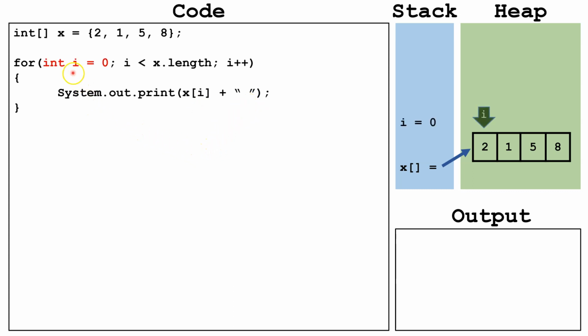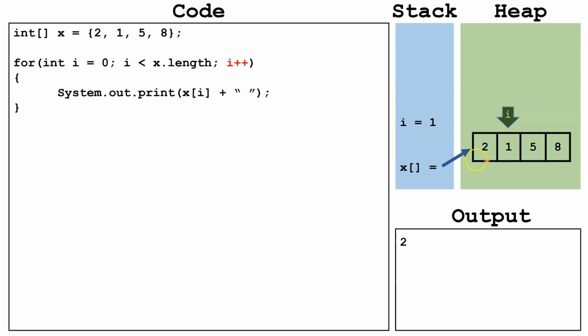We'll start by declaring I and setting it equal to 0, and that gets placed on the stack. Now we're going to check, is I less than x.length? So 0 is less than 4, so this is true. We continue along with the loop. Then we print out x index 0, which is the number 2, and a space. We get to the end of the loop, so we increment I to 1.